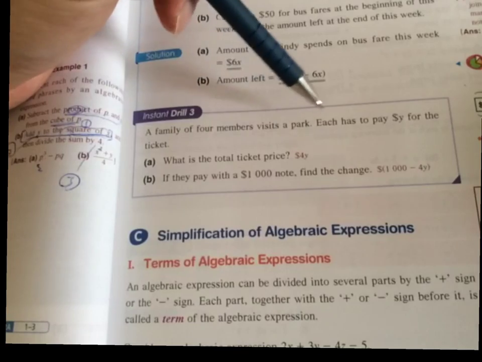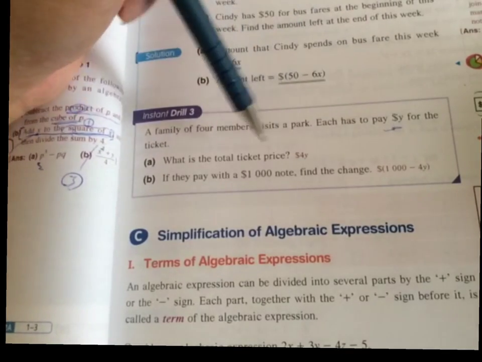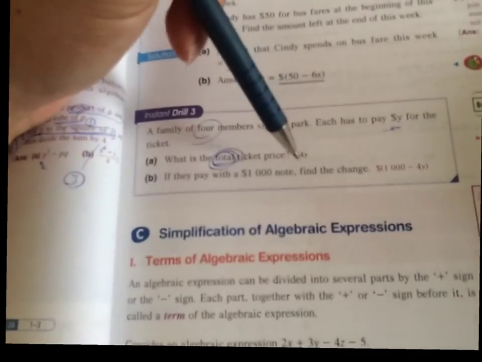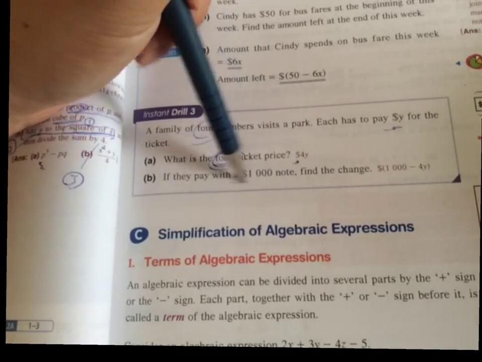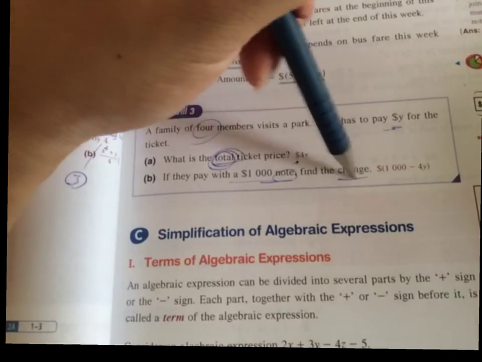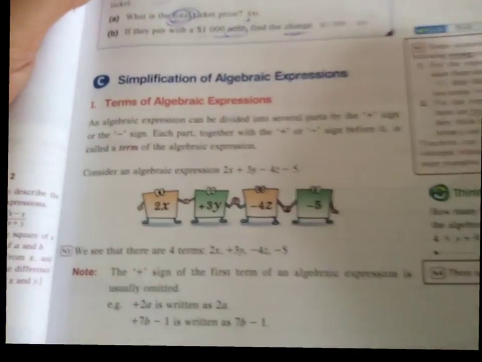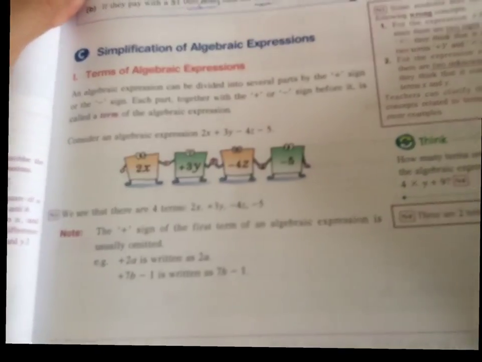A family of 4 members lives apart, each has to pay $1, and together there are 4 members, so that's 4y. With units, if they pay with notes, find the change. That means the difference between them. So, simplifications, okay?